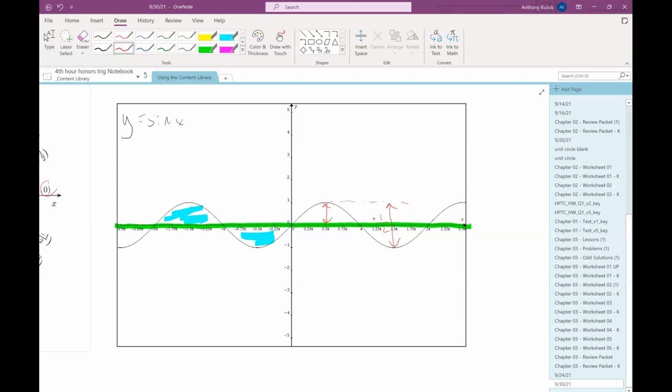Okay, so in the case of the sine graph, this distance here between maximum and midline is just 1 unit. Everybody's okay with that?